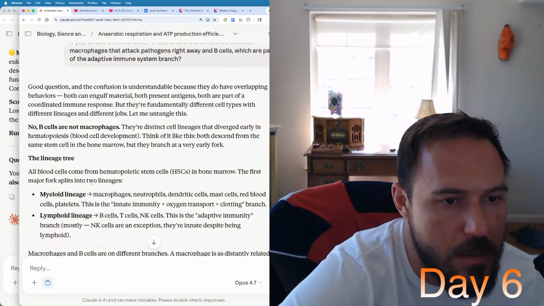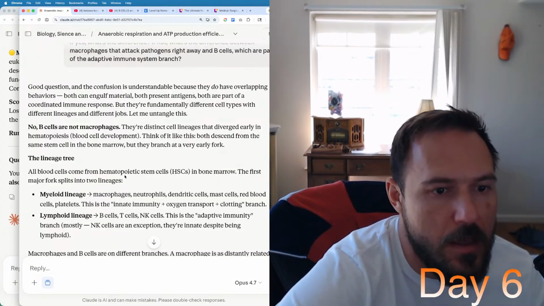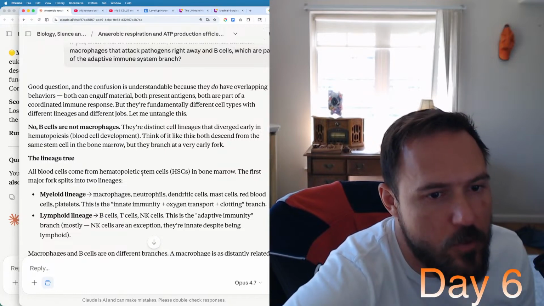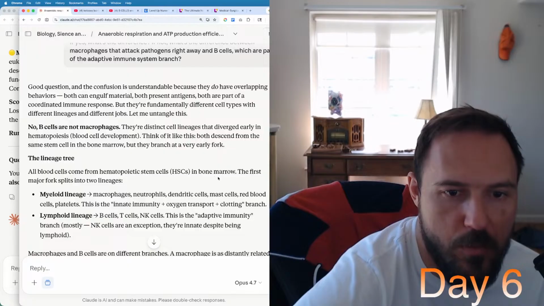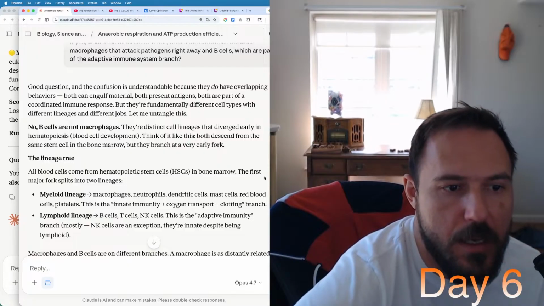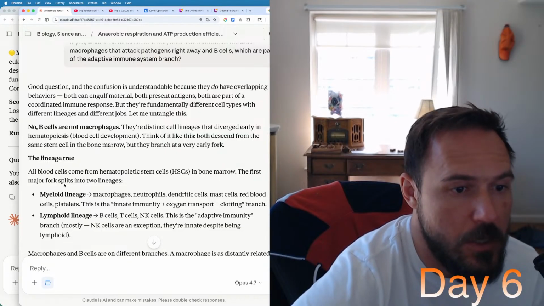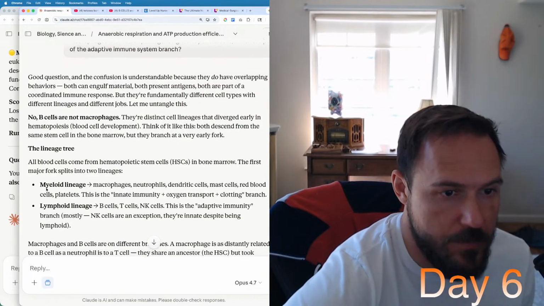Initially, all blood cells come from hematopoietic stem cells, HSCs, in bone marrow. The first major fork splits into two lineages.